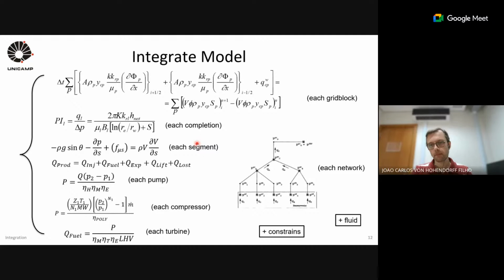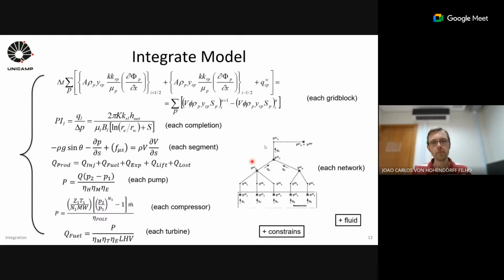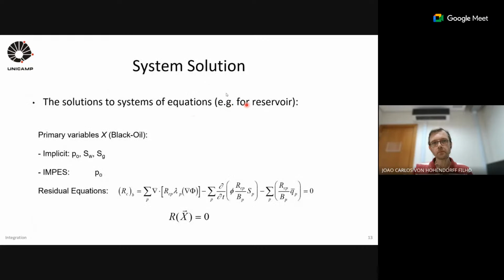Okay, let's talk now about how to solve this problem. To simplify it, we use the solution for the reservoir part, and it is similar for the other parts. When you describe it numerically, because it's a mathematical problem, to use the computational capacity to solve this kind of problem, we turn it into a numerical problem, and we have a system of equations. And how is the idea? We take this system of equations and let's assume a reservoir, because it's easy to understand.